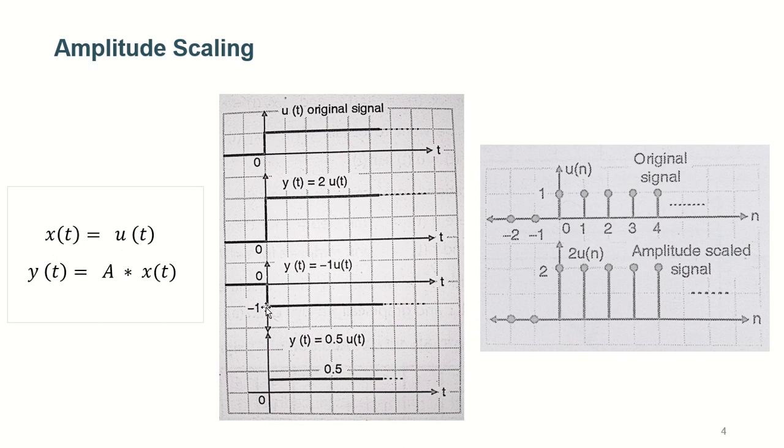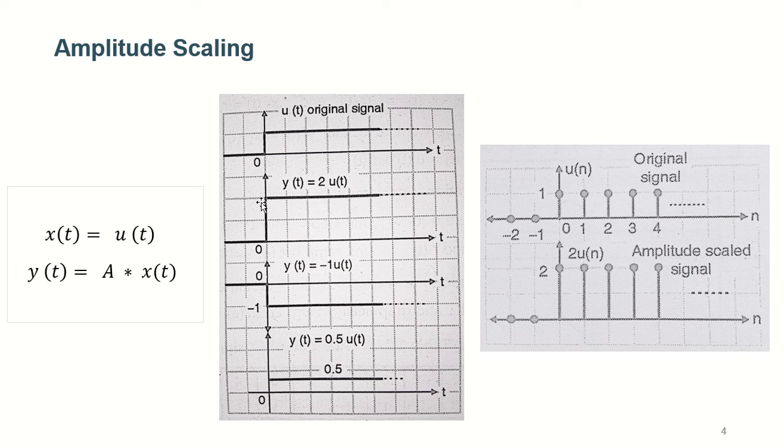Same thing will happen when I take the value of a as minus 1, see, here I'm getting the value minus 1. And when I take the value of a as 0.5, my value is 0.5. Why is it 0.5? Because u of t is the unit step signal, so the values were previously 1. So when I multiply 1 with any constant, what will I get? The output will be the constant value.